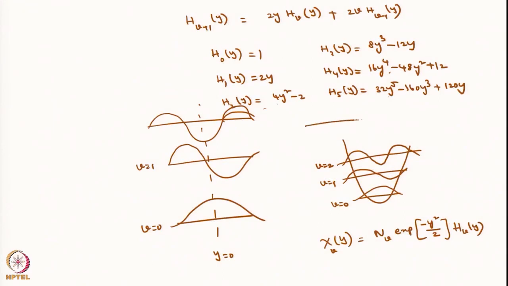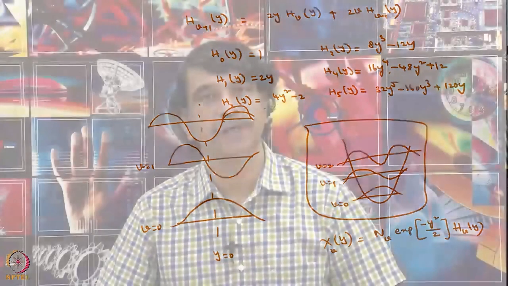So you have the eigenfunctions of your harmonic oscillator as exponential Gaussian functions multiplied by the Hermite polynomials. The oscillator is a representation of the vibrational wave function, which we'll continue in the next lecture. Thank you.